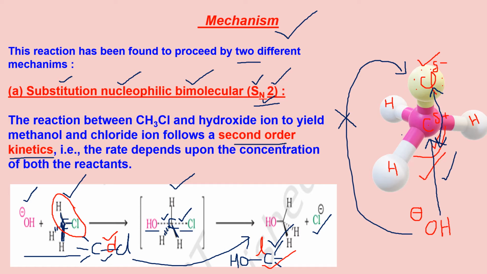So that's why I'm calling it inversion of configuration. And there is 100% inversion. It's not possible that some molecules have dextro and some have levo in the compound. All will have the same configuration, which will definitely be the opposite of the configuration in the starting haloalkane. So in the SN2 mechanism, there is 100% inversion of configuration.